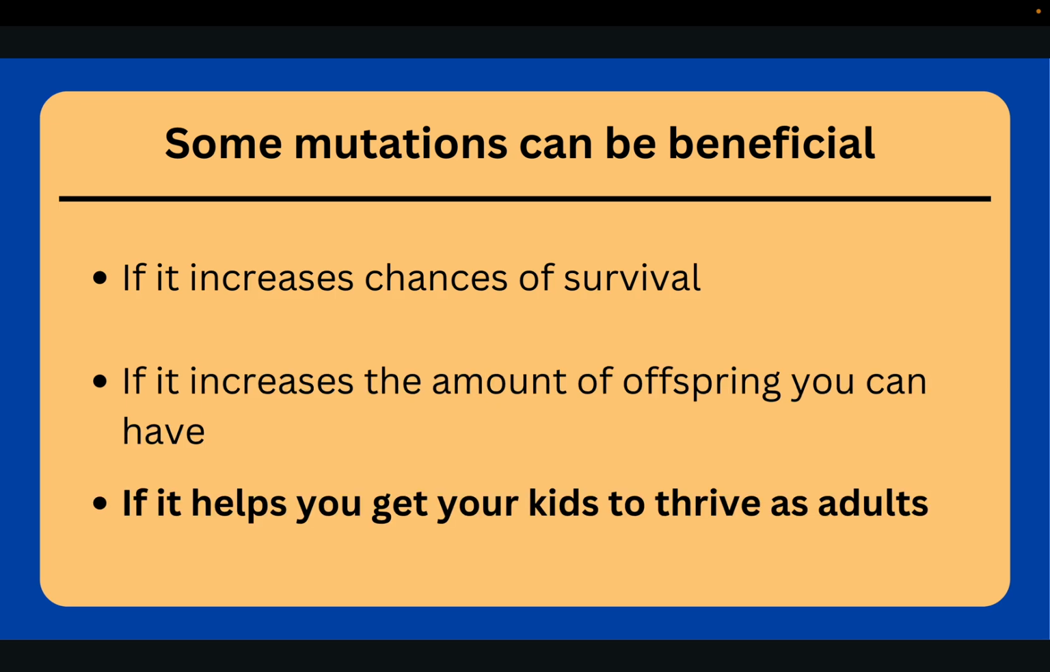Or if your mutation just helps your kids to survive as adults and thrive as adults. This set of 3 should remind you a little bit of our adaptations. These are the purposes of adaptations, right? Well, all adaptations started out as random mutations that some lucky plant or animal or bacteria got once upon a time, passed on to their kids, and now it's spread to the point that pretty much all the organisms in the species have it, and we just call it an adaptation now.